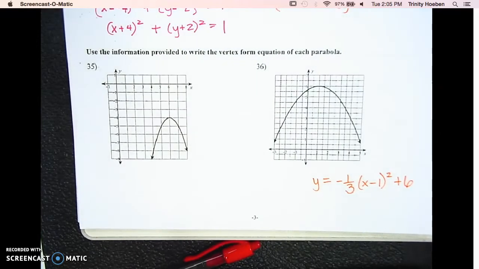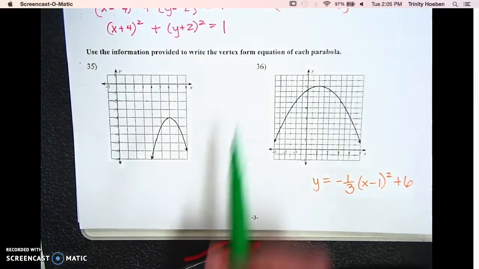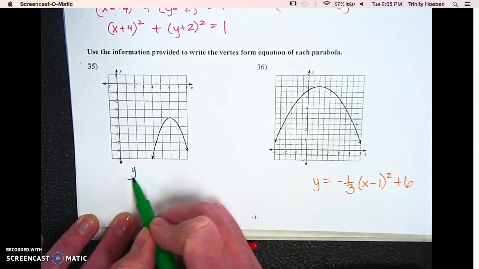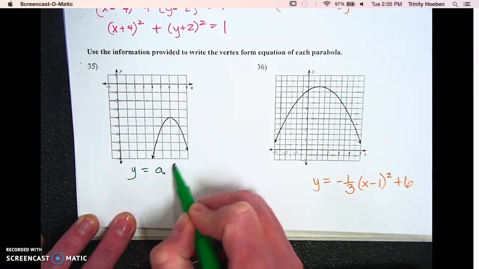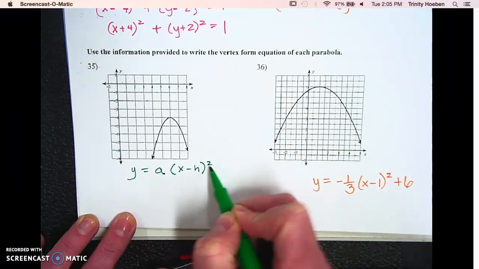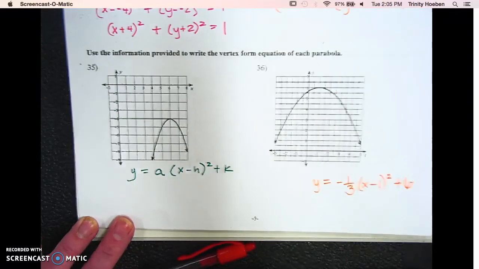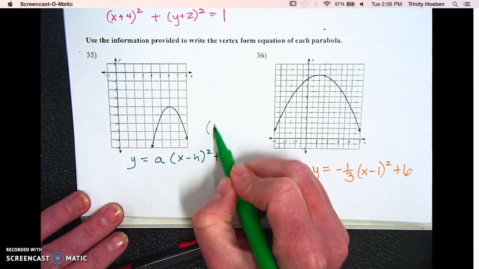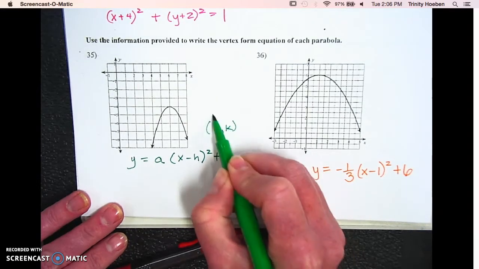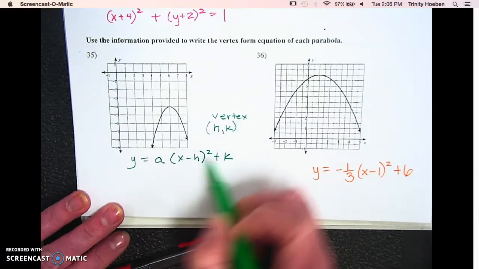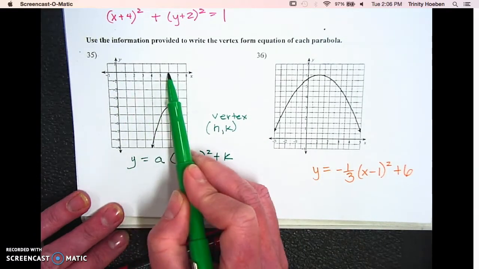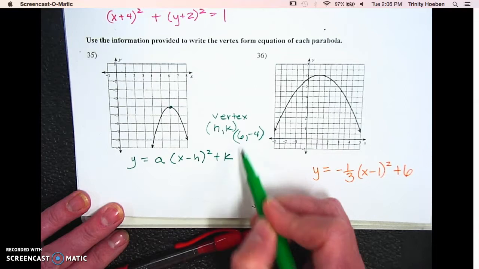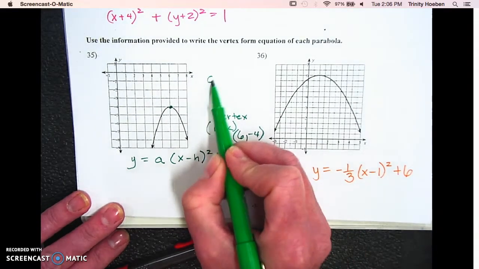Number 35 says, use the information provided to write the vertex form equation of each parabola. So the equation for the parabola is y equals a times x minus h squared plus k. So for this form, you need h, k again, which is not the center, but this time it's the vertex. And in this case, the vertex is right here, which is at 6, down 4, so it's at 6, -4. You also want to note that this parabola opens down.